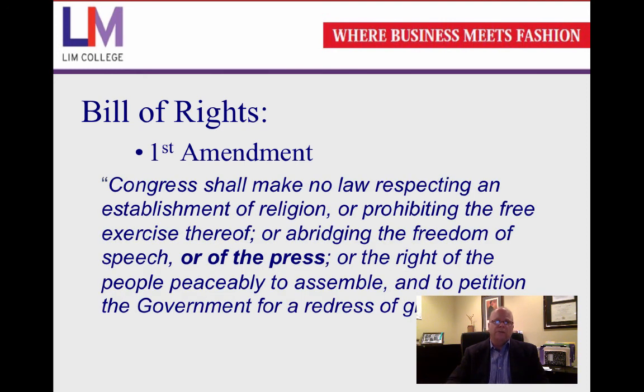The First Amendment reads, Congress shall make no law respecting an establishment of religion or prohibiting the free exercise thereof, or abridging the freedom of speech or of the press, or of the right of the people peacefully to assemble and to petition the government for redress of grievances. Wow. We are given a lot in the First Amendment.